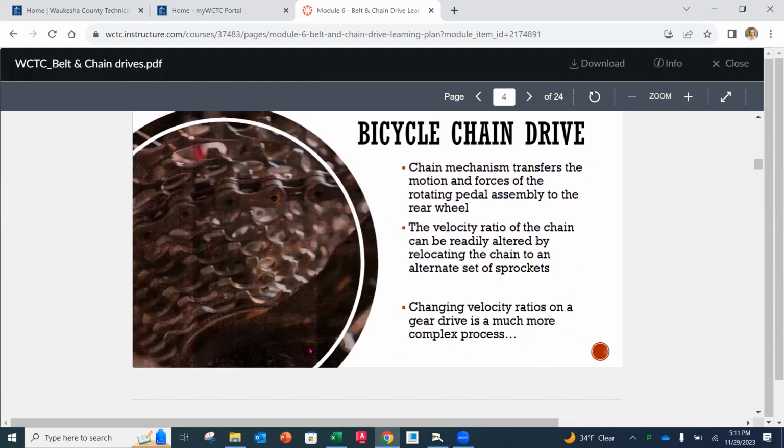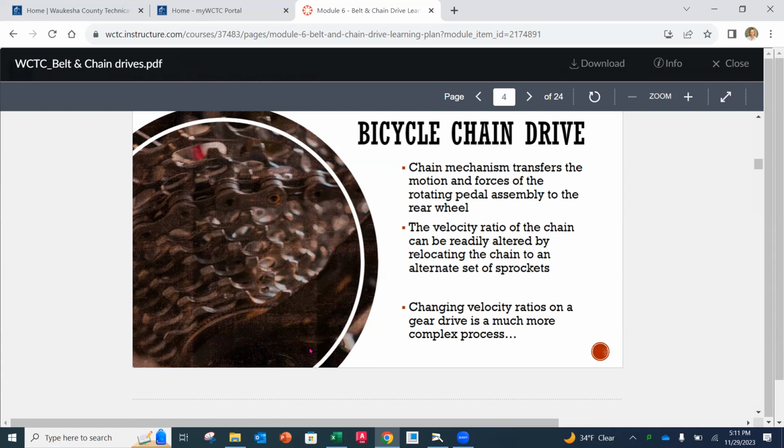So a bicycle chain is going to be a classic example that I'm sure we've all experienced, where the drive is going to be by our pedals, and then the output is going to be on the rear wheel. And that chain mechanism is going to transfer the forces and the motion. And in kinematics here, we're most concerned about the motion from that rotating pedal assembly to that rear wheel.